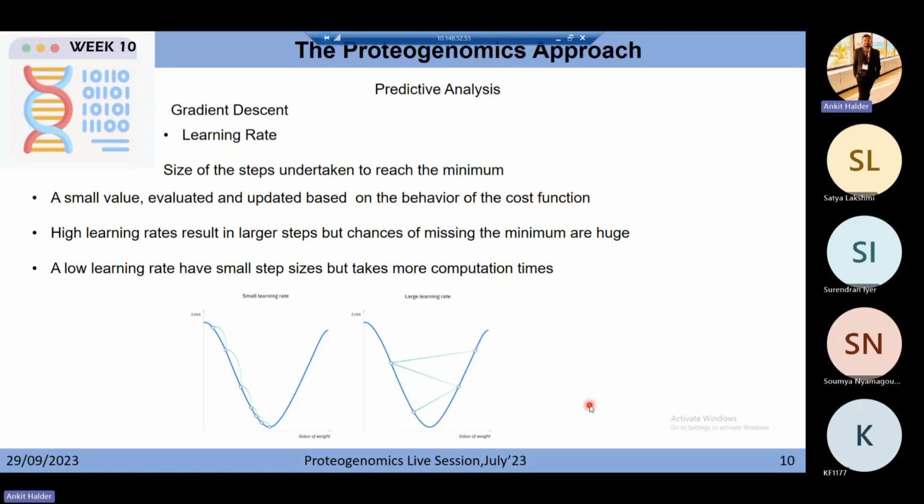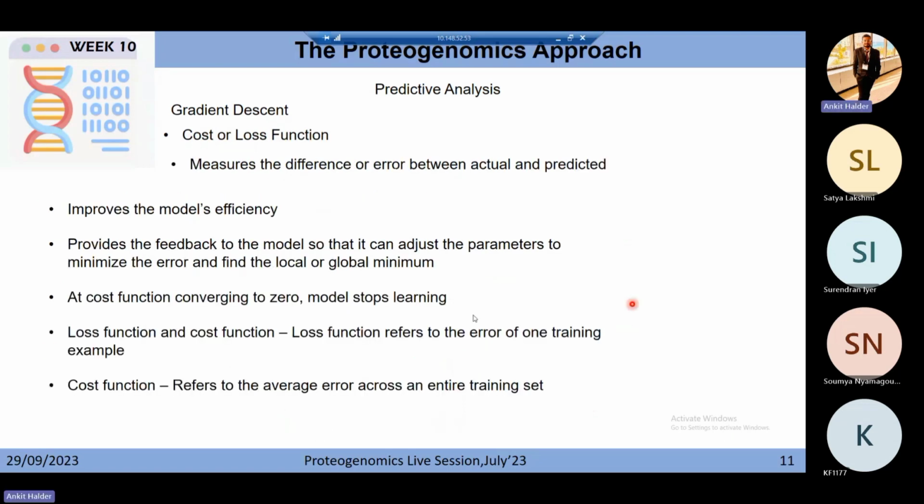So we need to optimize in a way that the computational time remains low, as well as the error at the point where the learning curve settles is reduced. So we need to have an optimal learning rate so that we don't miss the actual minimum and the cost function doesn't contain much error, as well as we look after the computation time. Another thing is our cost or loss function.